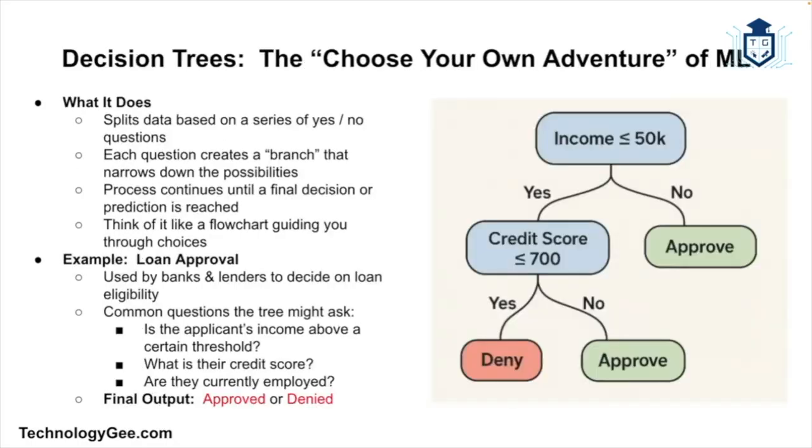Next, let's talk about a decision tree. And a decision tree splits your data into branches based on questions like, is the person over 18?